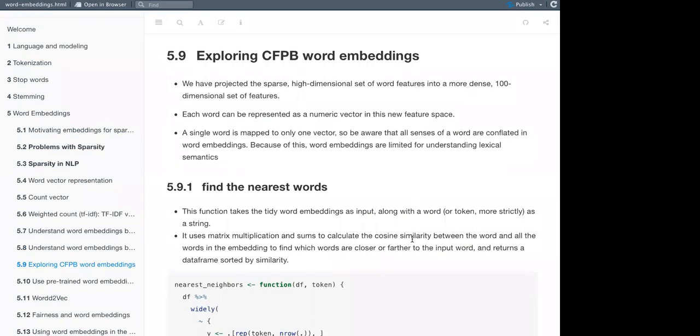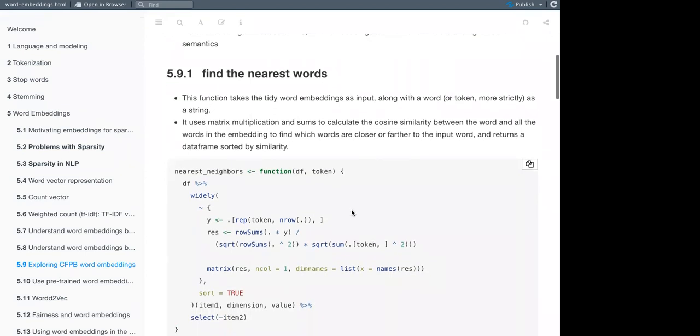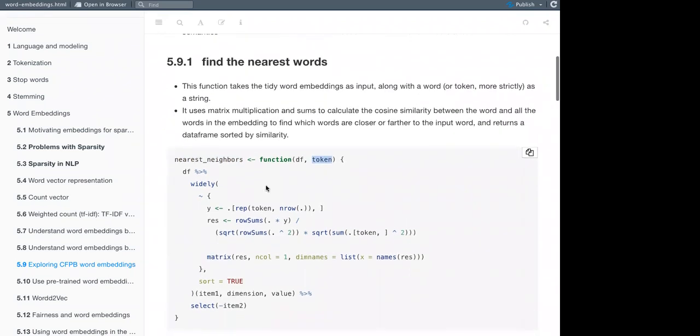Okay, so now we have created word embeddings. This section is talking about how we can explore them and see what they mean. One thing we want to explore is finding the nearest words given a particular word. So we're going to use this function called nearest neighbors, right? Given a data frame and a token, it will try to find the nearest words.